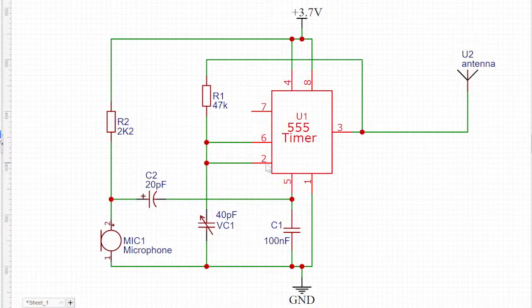Let's not talk about that now. If there's interest, we can go back and talk about it at a later time. But let's just go and analyze the circuit and show you how we determine the frequency and all that. Someone was asking about how to determine the frequency. So let's just go ahead and talk about that right now.